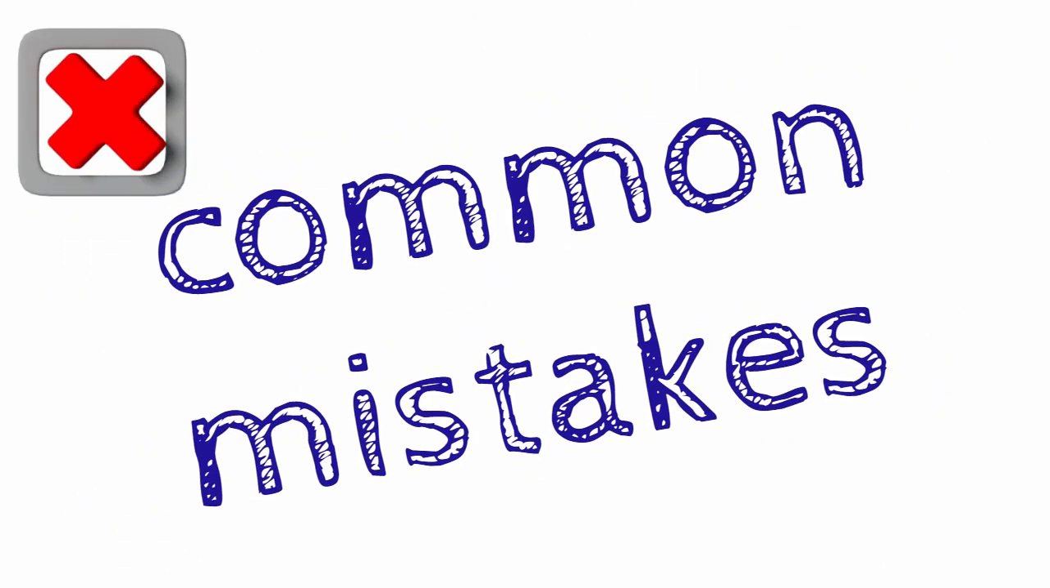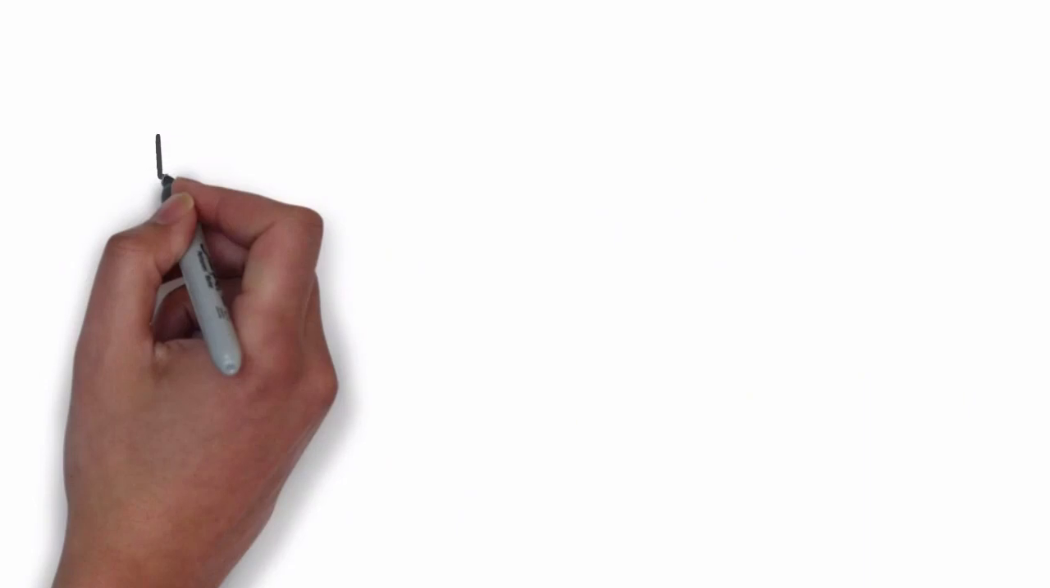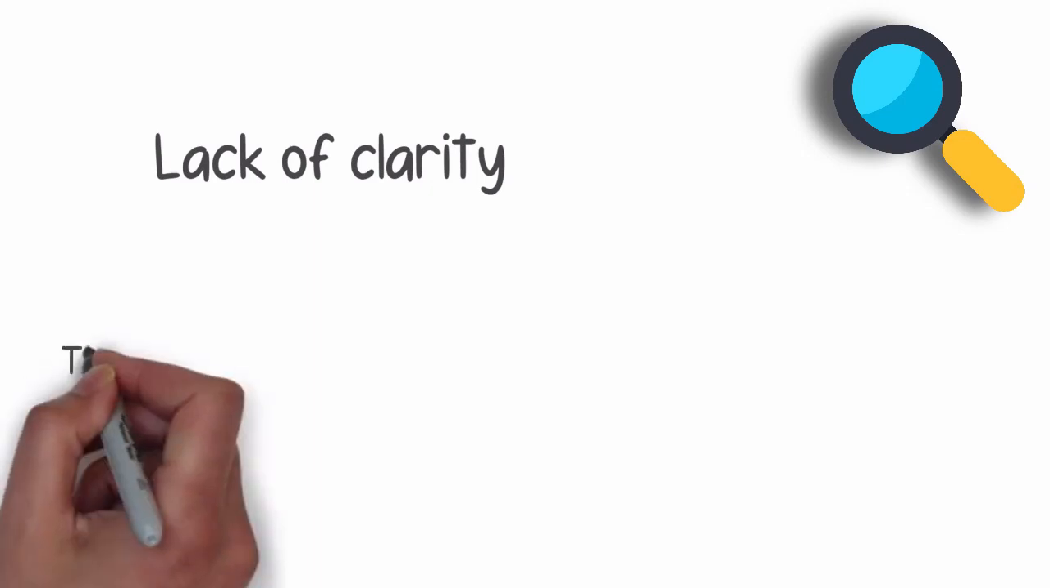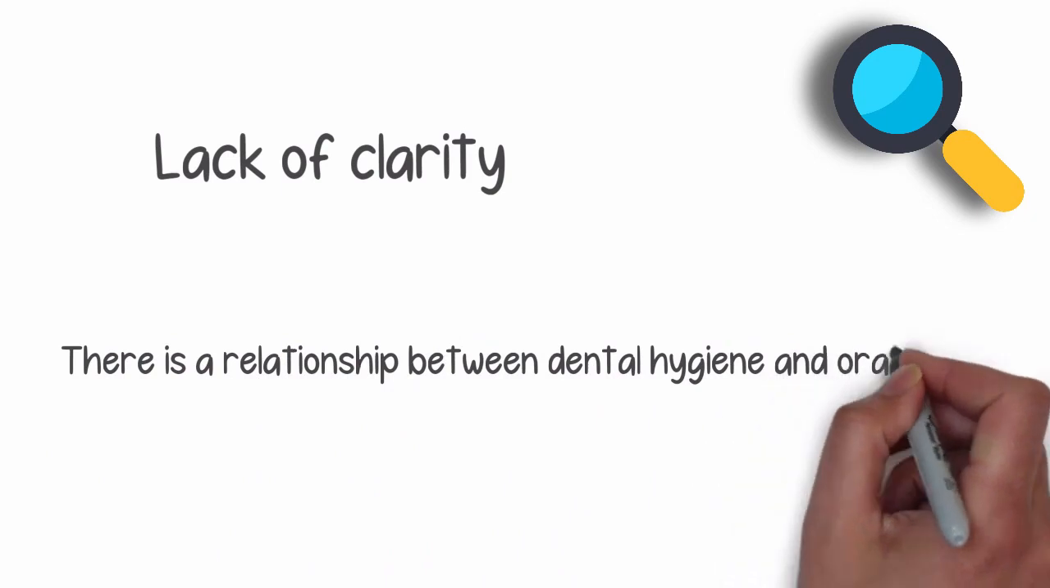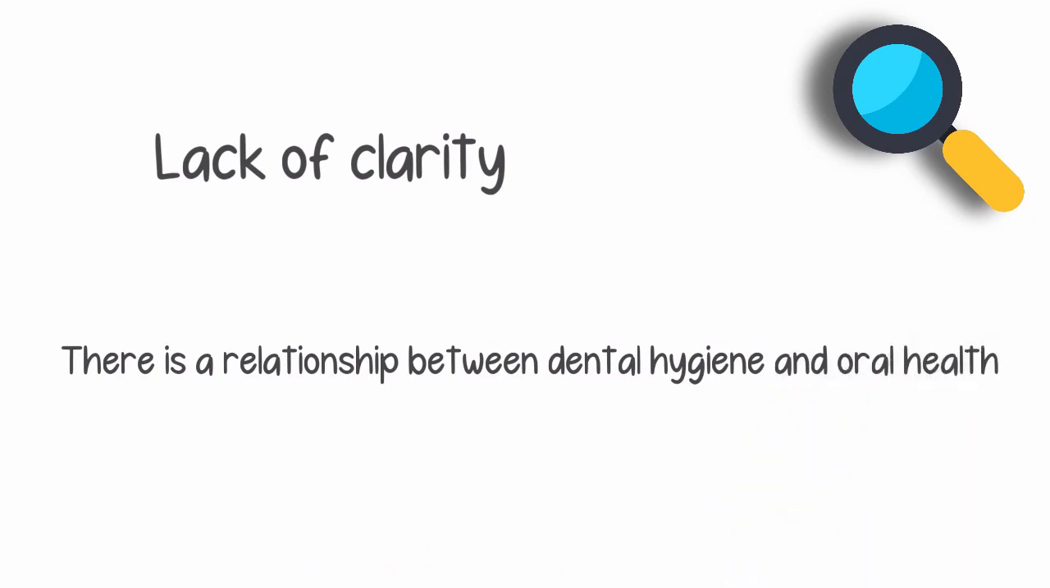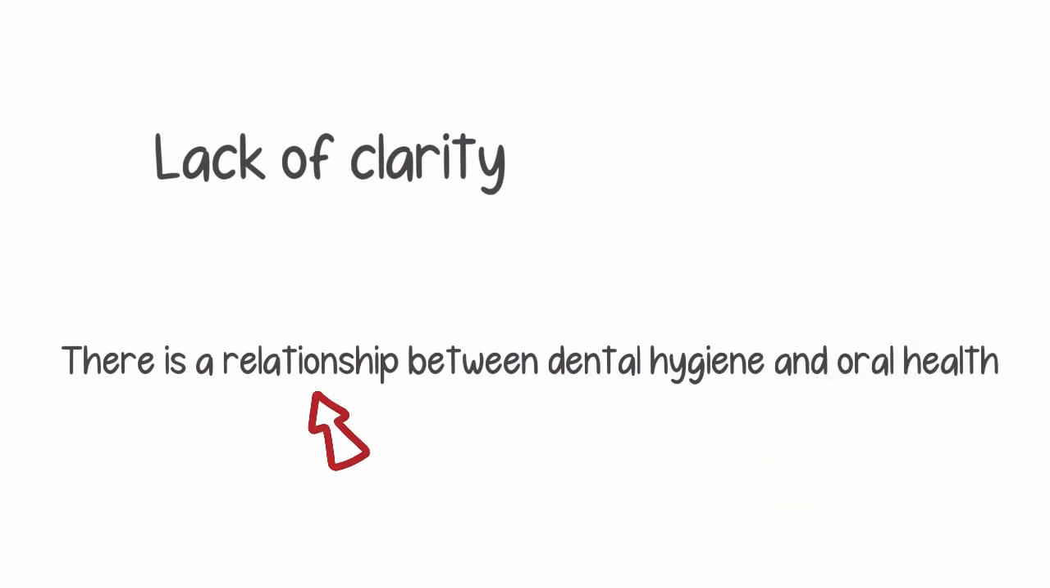There are several common mistakes that researchers may make. Here are some examples. Lack of clarity. The hypothesis should be clear and specific, stating the relationship between variables. For example, there is a relationship between dental hygiene and oral health. This statement lacks clarity as it does not specify the nature of the relationship.